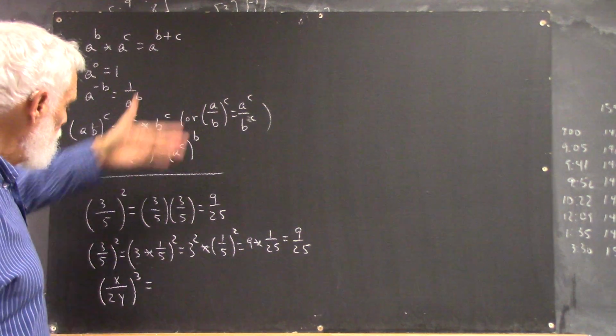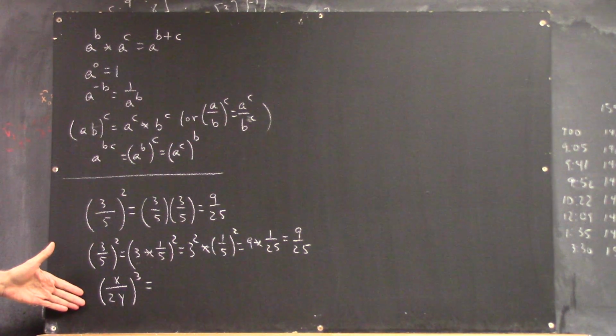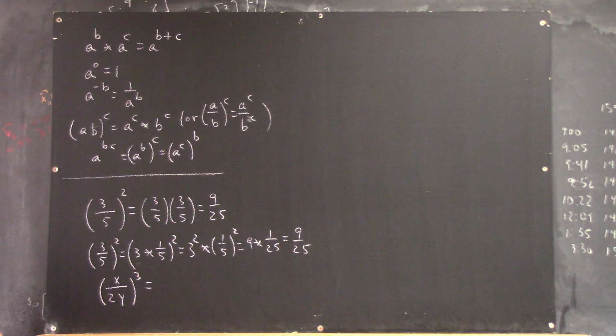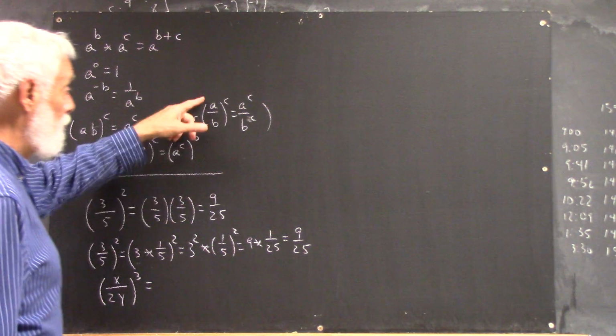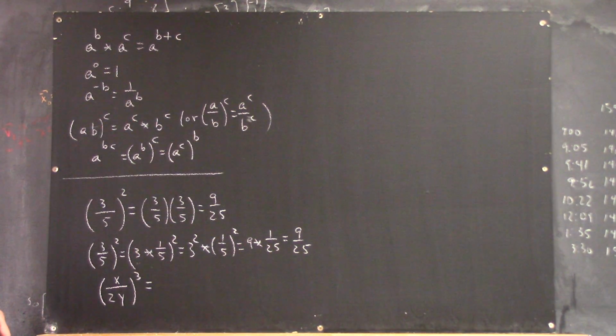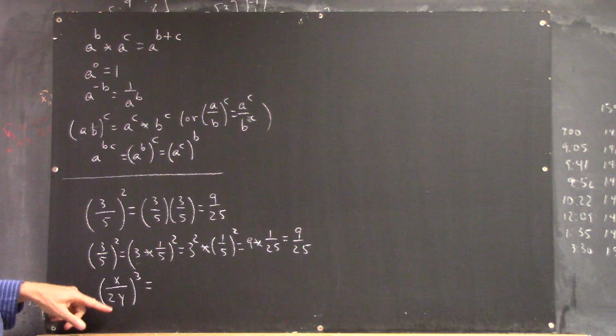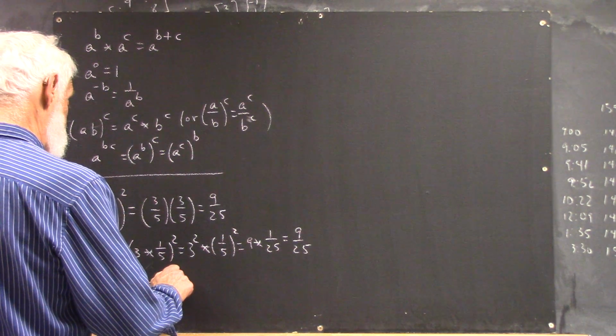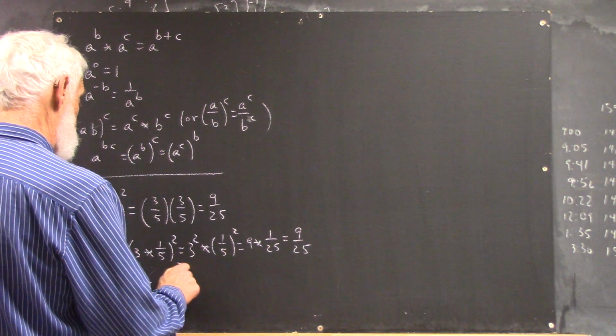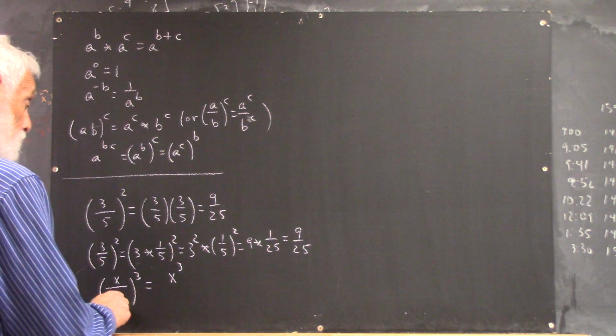So now we want to apply that law down here. What does this tell us? Well, it's an (a/b)^c, where a is x and b is 2y. That means it's going to be this cubed divided by this cubed.